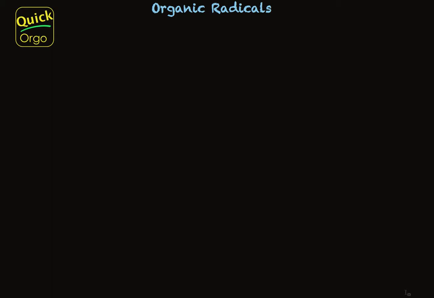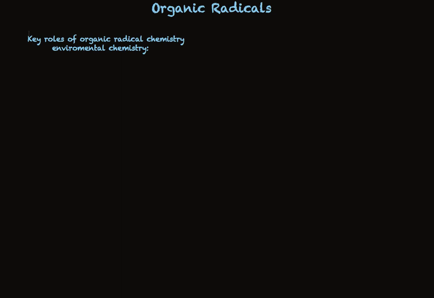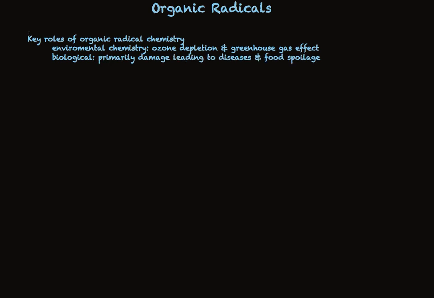Organic radical chemistry plays a major role in multiple ways, and I'd like to give you a list of those things and just give you a sense of just how significant radical chemistry is. Environmental chemistry, ozone depletion. That ozone layer, of course, is what protects us from UV light. The greenhouse gas effect relates to the chemistry of molecules trapping heat, resulting in global warming. Biological chemistry, primarily damage, leading to disease and food spoilage.